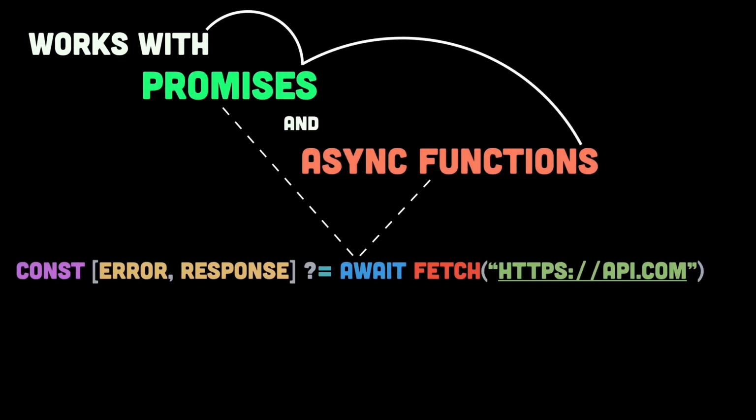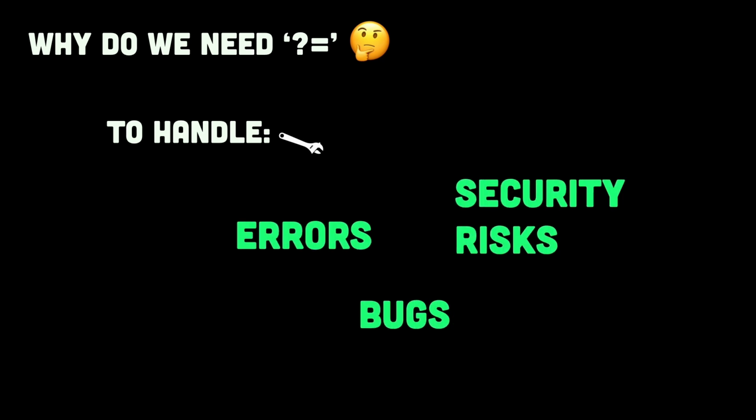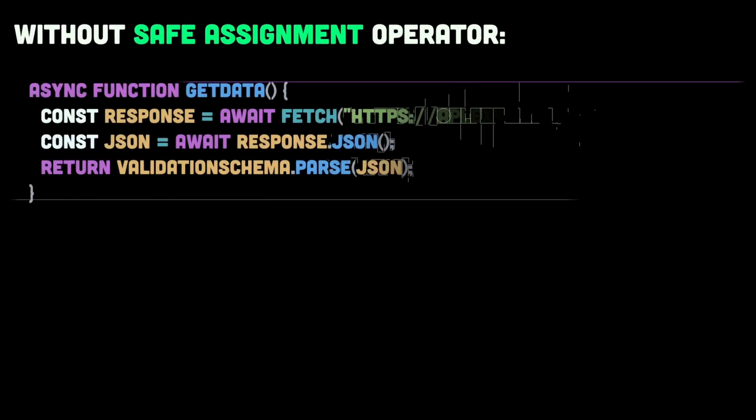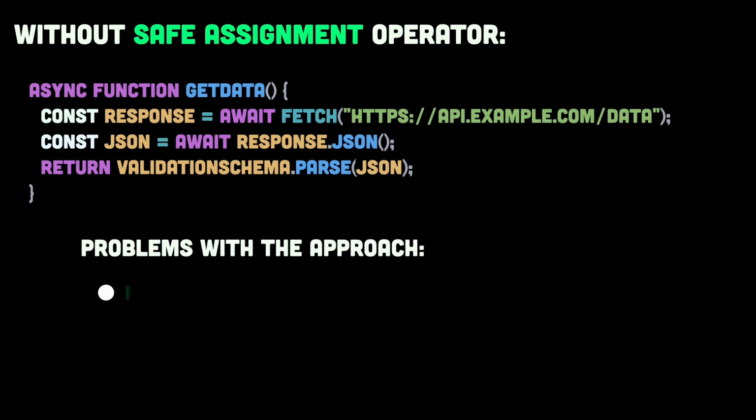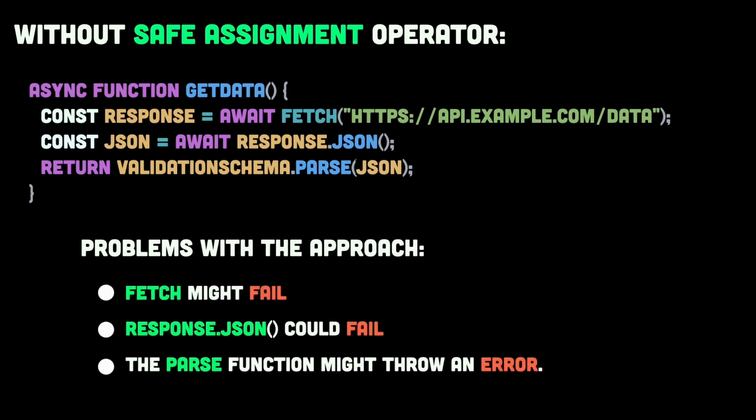So why is this operator needed? Well, if you've ever written code that interacts with external APIs or does file handling, you know that errors can occur at any time. Unfortunately, it's easy to forget to handle those errors, leading to bugs or even security risks. Imagine this common scenario. Here's the problem in this scenario. Fetch might fail, the response.json could fail, or the parse function might throw an error. Handling each of these errors individually can be really messy. That's where the safe assignment operator comes in to simplify things.